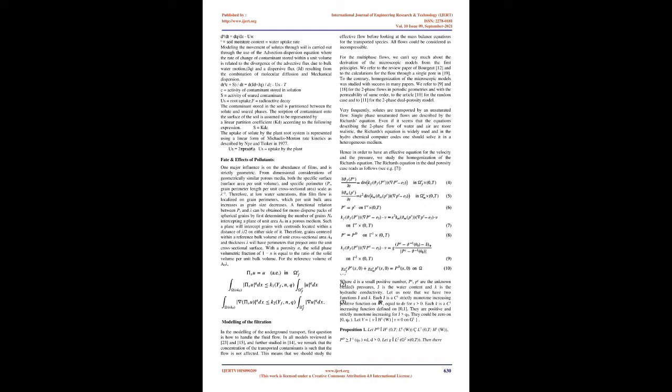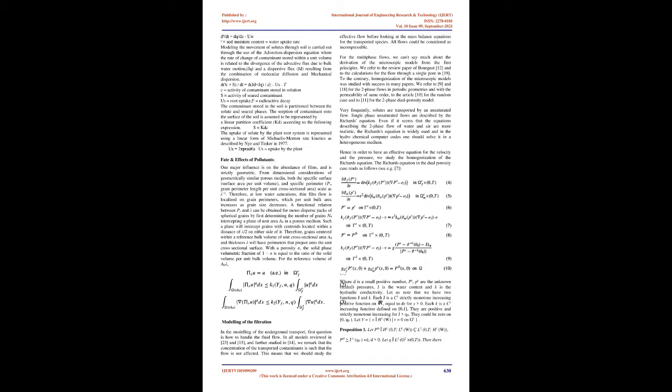From dimensional considerations of geometrically similar porous media, both the specific surface area per unit volume, and specific perimeter, PS, grain perimeter length per unit cross-sectional area, scale as 1/grain size. Therefore, at low water saturations, thin film flow is localized on grain perimeters, which per unit bulk area increases as grain size decreases. A functional relation between PS and grain size can be obtained for monodisperse packs of spherical grains by first determining the number of grains N0 intercepting a plane of unit area A0 in a porous medium.